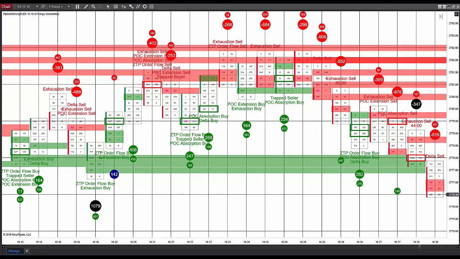So leading into that counter trend trade, we see exactly what we want to see when we are entering into a short trade. Basically back here we see a combination of signals giving us an excellent reason to get short. We see an exhaustion, a POC extension, absorption, along with a ZTP order flow sell. At the eventual high, we see an exhaustion with a ZTP order flow, and again a second exhaustion, and on the third try up we see the sellers coming in and forming additional extension zones.